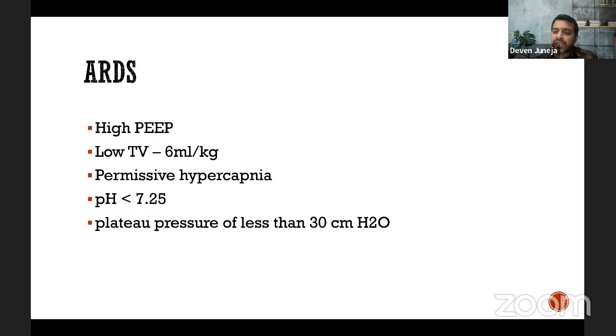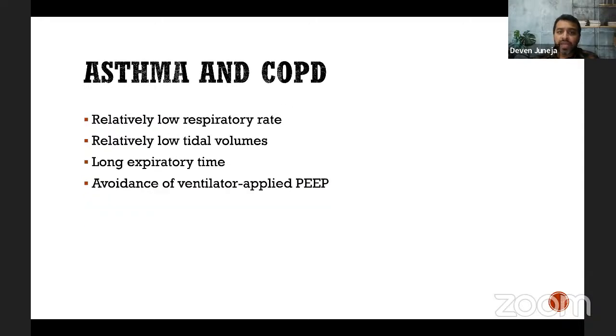Or the other thing is that you accept higher CO2 levels. So that is what we call permissive hypercapnia. As long as the pH is above 7.2, you can accept a higher PCO2 level, and that is what we call permissive hypercapnia. Keep a pH of above 7.2, a pH of 7.25 is also acceptable. Plateau pressure, as I was telling you, keep the plateau pressure less than 30 centimeters.